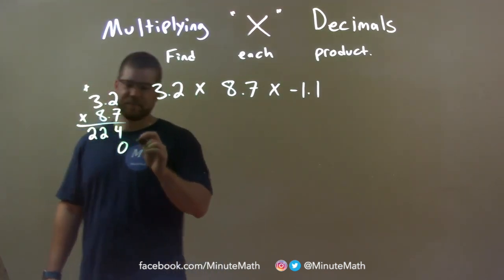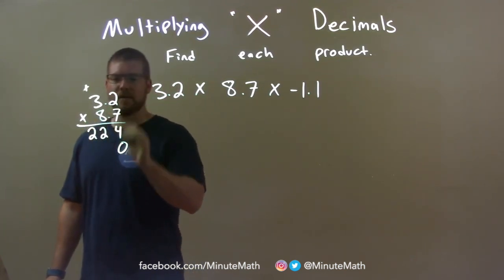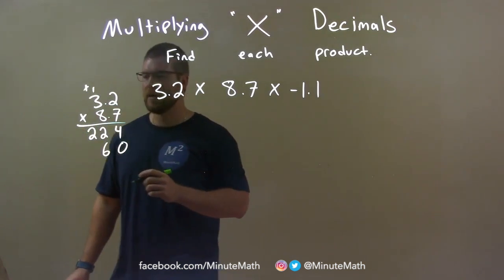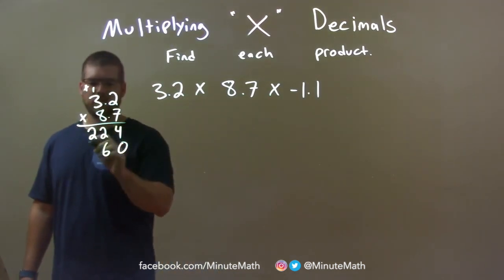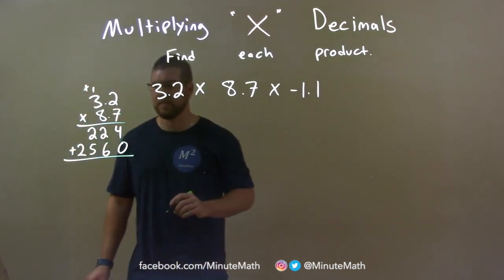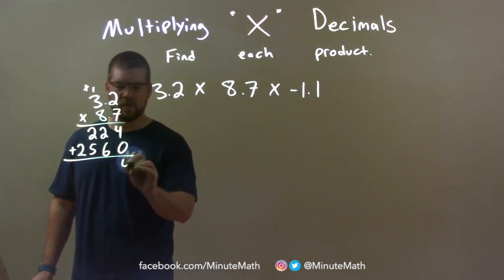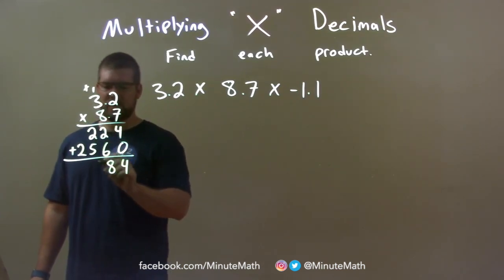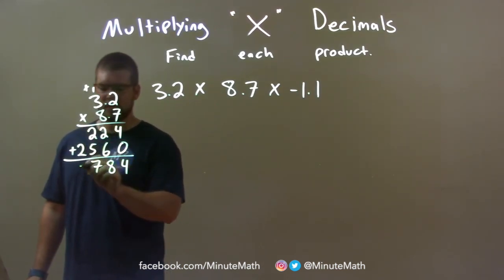Place value for the 8, or the 7 there. 8 times 2 is 16, 6, carry the 1. 8 times 3 is 24, plus 1 is 25. We add them together. 4 plus 0 is a 4. 2 plus 6 is an 8. 2 plus 5 is 7. And 2 and nothing is 2.